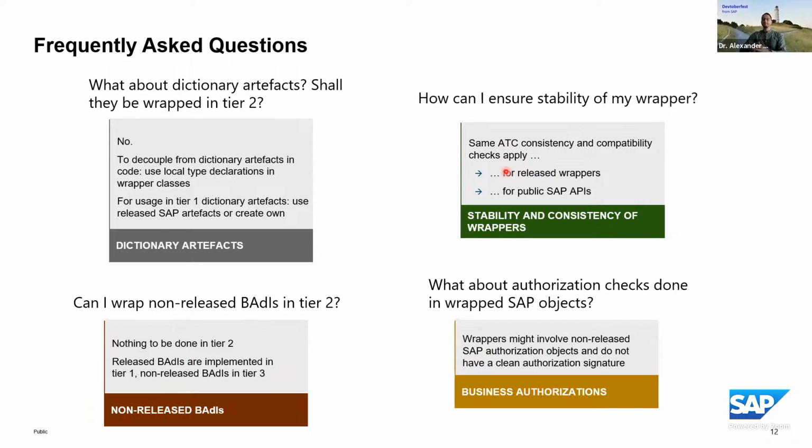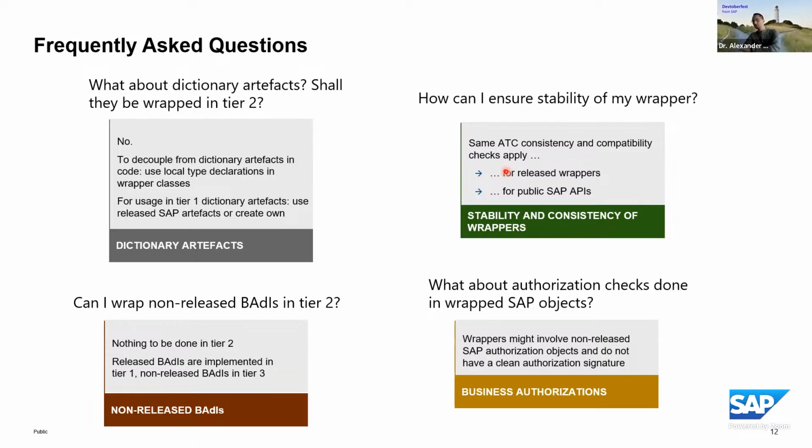Then last but not least, what about authorization objects and authorization checks that are done within the wrapped SAP objects? That's also very important. Probably if you are familiar with ABAP Cloud, you know that for all the ABAP Cloud APIs, so for our released SAP development objects, we always have a clean authorization signature. That means it's very clear which authorization objects are required for the API, and these authorization objects are also released for cloud development. Okay, so that's very clean, and you know what kind of authorizations are required.